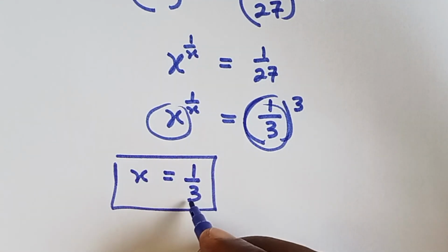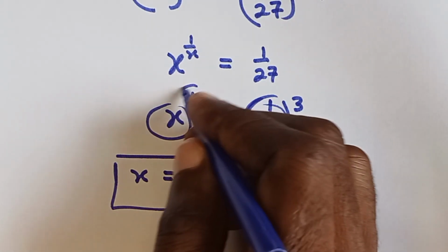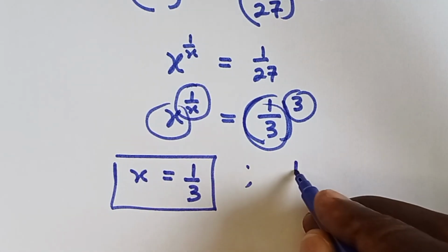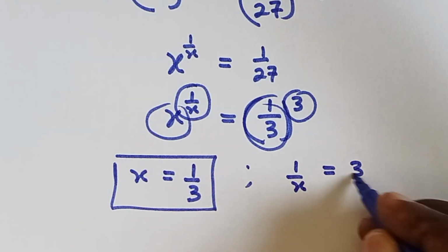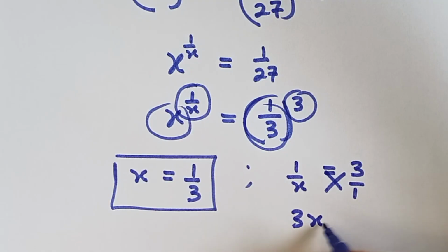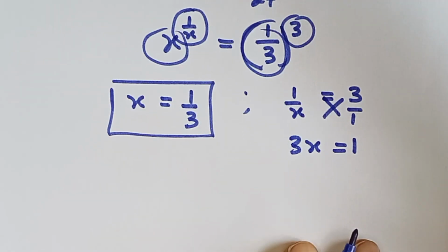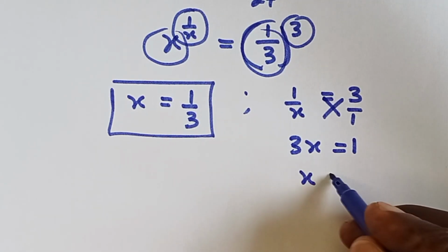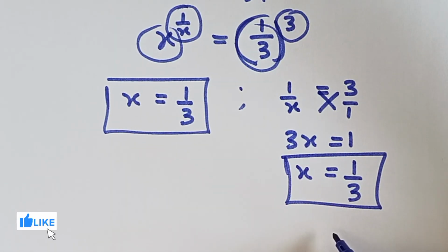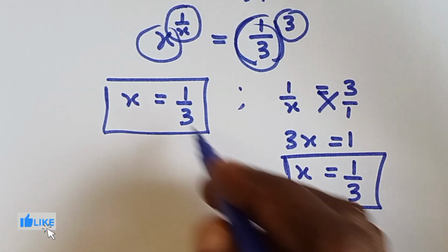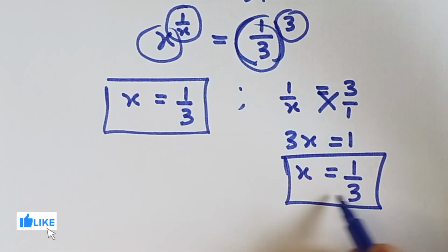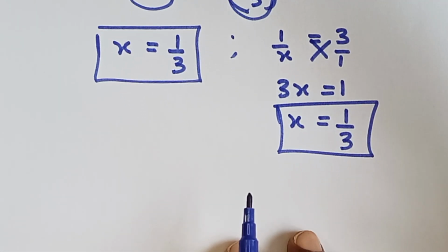Now let's compare the powers. The powers: we have 1 over x equals 3. That's 3 over 1, so when you cross multiply, we have 3x equals 1. Then divide both sides by 3, x equals 1 over 3. So x equals 1 over 3 when we compare the bases, and it's also 1 over 3 when we compare the powers. That shows that x equals 1 over 3.